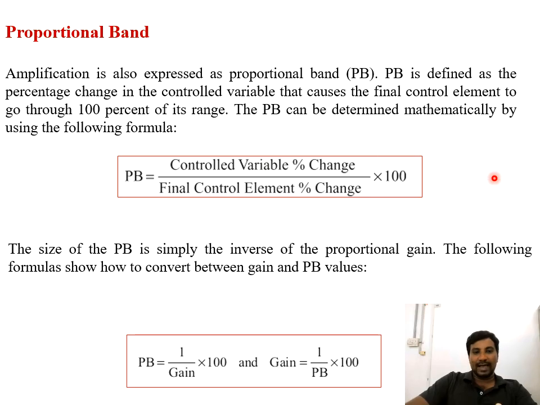Proportional band is also an expression of the amplification, and in short it is called PB. It is defined as the percentage change in the controlled variable that causes the final control element to go through 100% of its range. Mathematically, PB is equal to controlled variable percentage change divided by final control element percentage change. There is a relation between the proportional band and the gain: both are inversely proportional. With a larger band, gain is reduced, and if the gain is much higher, the band will be much lesser.